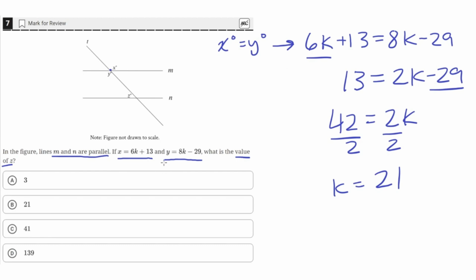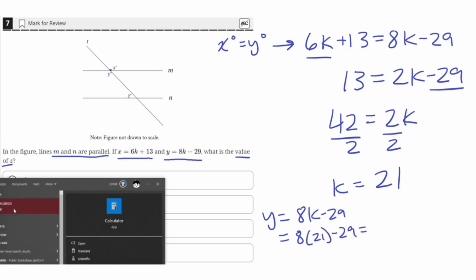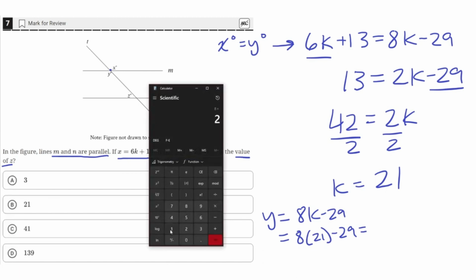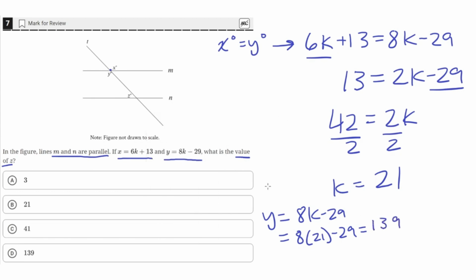So now we know the value of k. Which means we'll be able to find the measure of these angles. So y is equal to 8k minus 29. And since k is 21, we can plug that in for k, which will, when we put into our calculator, 8 times 21 is equal to 168, minus 29 equals 139. So the value of y is 139. So that's this angle right there.